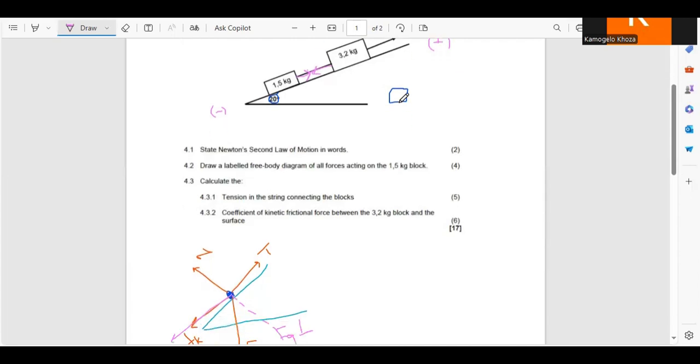All right. Now, what information do we have? We have more information on the 1,5 kg block, meaning that we need to use this 1,5 kg block to calculate this tension here. Right. First, I'm going to start by writing down my Newton's second law formula, which states that my F net is equal to mass times acceleration.